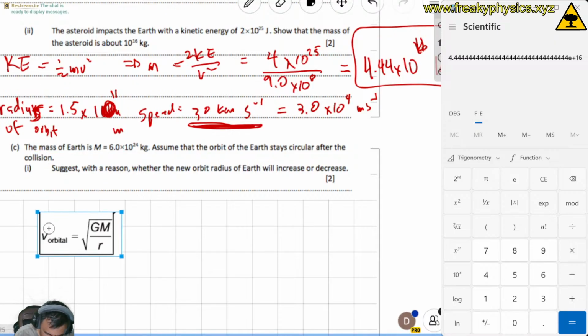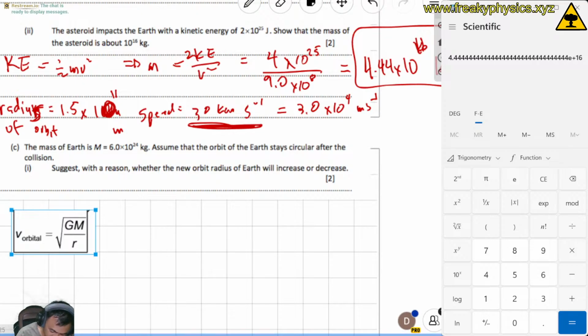All right, so that's the equation. From here, we can rearrange this to find the radius, right? So we square everything, and r would be equal to GM over v orbital squared, right?